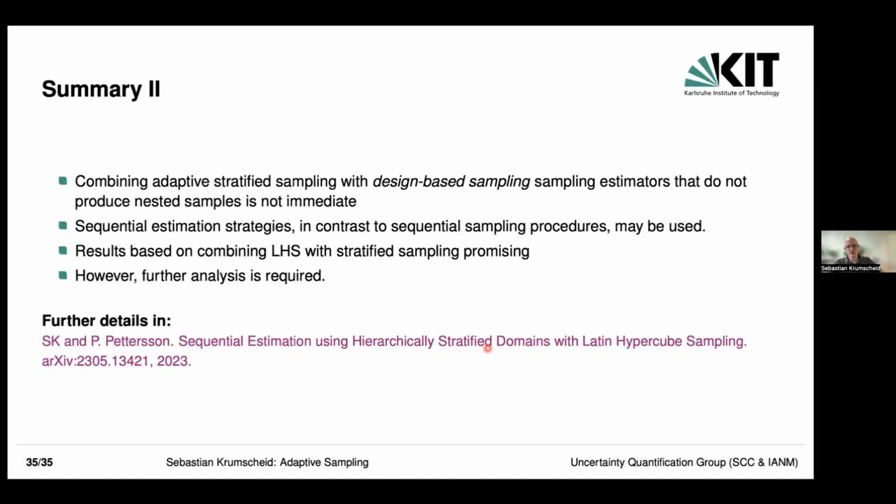In principle, it wasn't so direct in our approach, and the idea really was to use the sequential estimating strategies by weighted averages, but as I showed you in the very last experiment, there's still some analysis that needs to be done. And with that, I stop here and thank you for your attention.